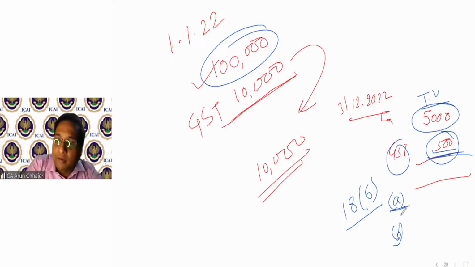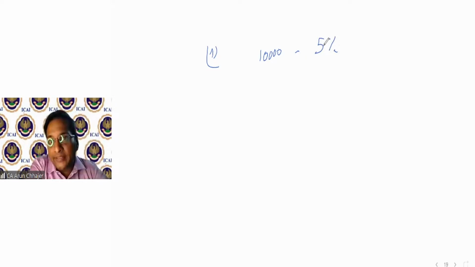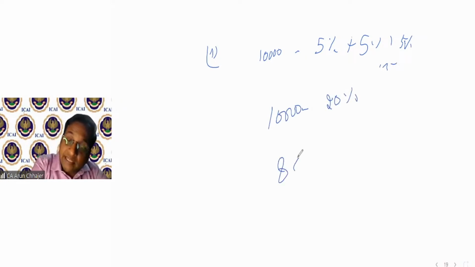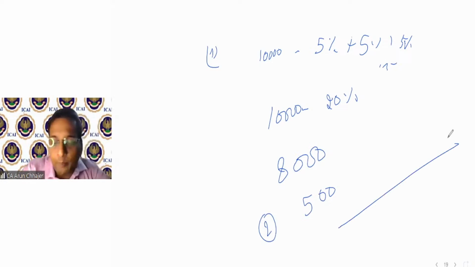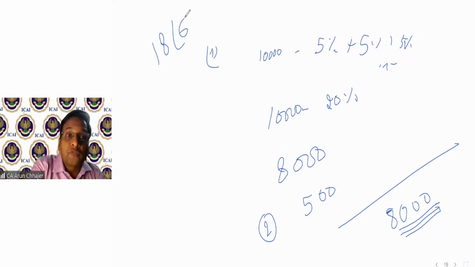Point number 1 and point number 2, I have to calculate two values. Point number 1, taxes paid. I have paid 10,000 minus 5% per quarter. I have used it for 4 quarters: 5% plus 5% plus 5% plus 5%. So in total I have to reduce 20%. So one value comes to 8,000, and the second value is tax on the transaction value, 500. Whichever is higher, I need to pay: 8,000 on the sale of capital goods prior to 5 years. This value comes because of 18.6.